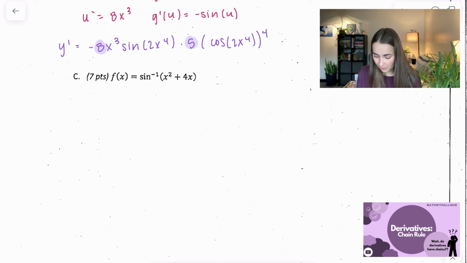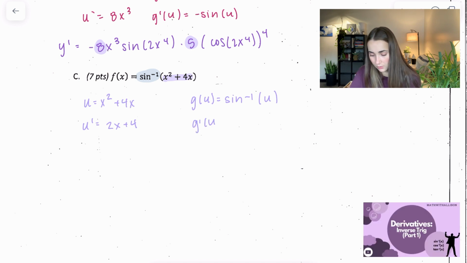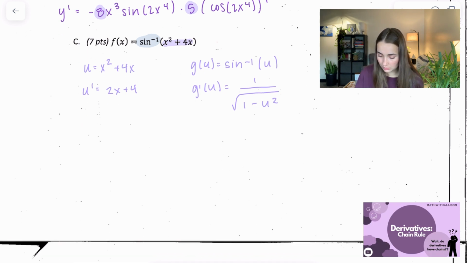Alrighty, it looks like this problem is all about chain rule. So we have the inside here is going to be x squared plus 4x, and the outside is going to be inverse sine. So let's go ahead and set that up. So here we get u prime is equal to 2x plus 4, and here g prime of u is equal to the derivative of inverse sine, and that is going to be 1 over the square root of 1 minus u squared. So here we're going to go ahead and multiply those together, so I get f prime of x is equal to, and we take that 2x plus 4, and we multiply it by 1 over the square root.